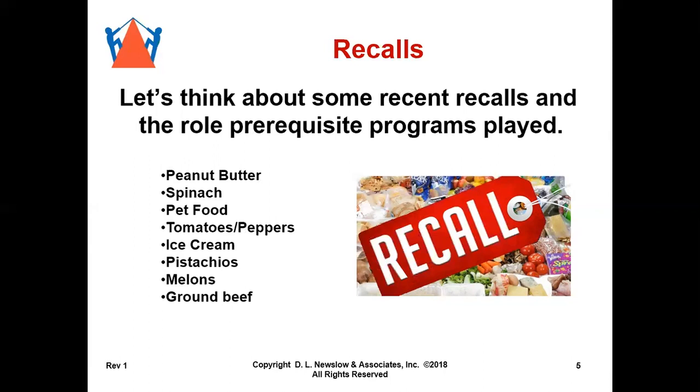There have been several on pet food. It has to do with supplier management. It has to do with listeria, which is sanitation on the fresh food. There have just been so many.